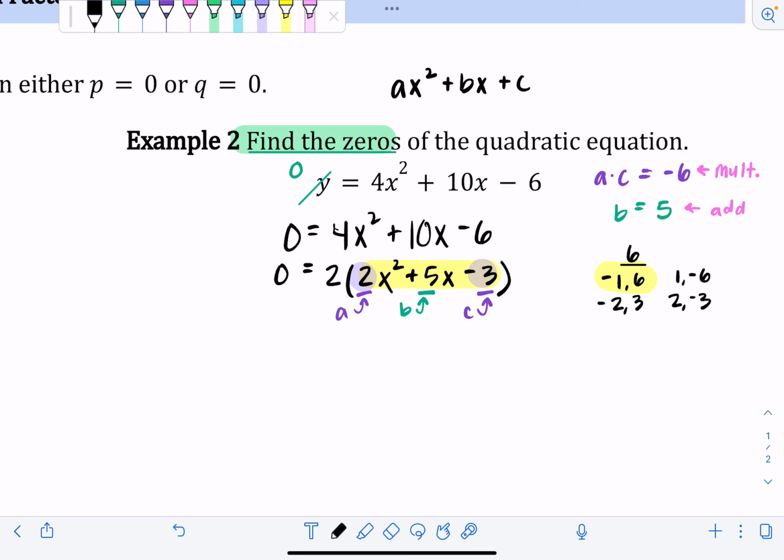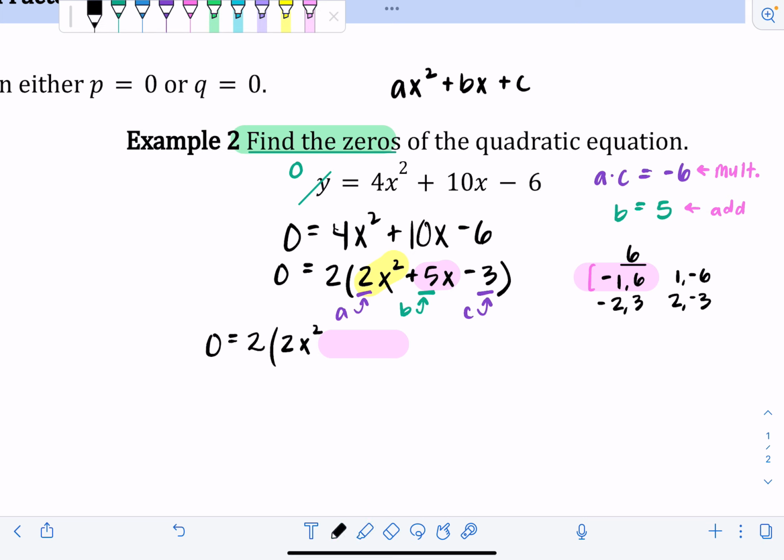Okay, so now we'll take those two numbers. I'm going to rewrite the rest of the equation. So it'll be 0 equals 2, and then parentheses. The first part stays exactly the same, 2x squared. And then what we're going to do is take this 5x, and that's where the decomposition part comes in: we're going to break it down into these numbers in front of x. Those numbers will be our new coefficients of x.